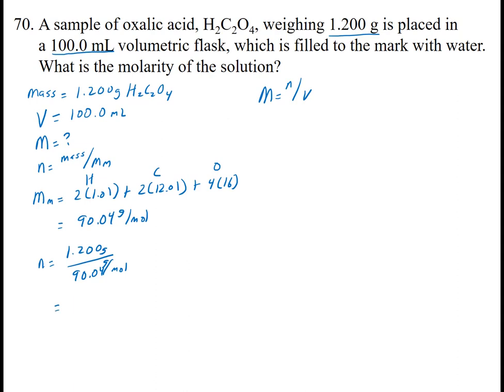And I get 0.013327. You notice that this has 4 significant figures. When I'm doing this, in order to avoid a rounding error, I always carry it to the 5th significant figure, and this is in moles. So now I have N. The other thing is the fact that the volume has to be in liters. So this goes back to chapter 1, that I have 100.0 milliliters.